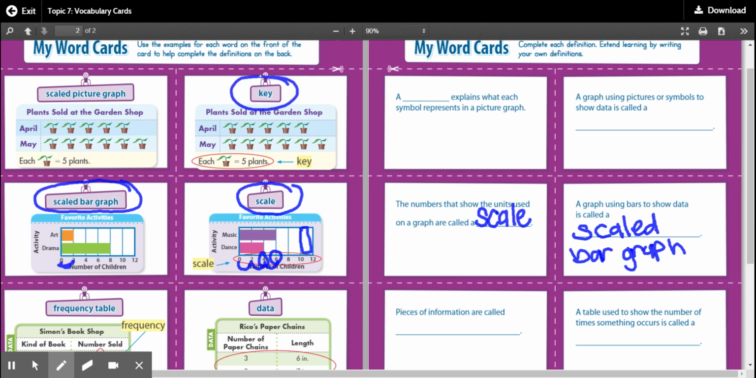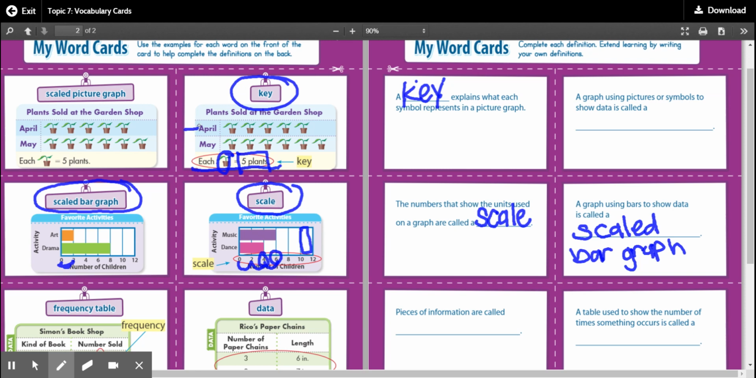Key. We will also be using this term key in our cultural studies class when we talk about maps and symbols in maps. So a key, definition over here, a key explains what each symbol represents in a picture graph. So here's how it works over here. In this example, each potted plant, each little symbol here represents 5 plants. So not just 1 plant, but 5 plants.